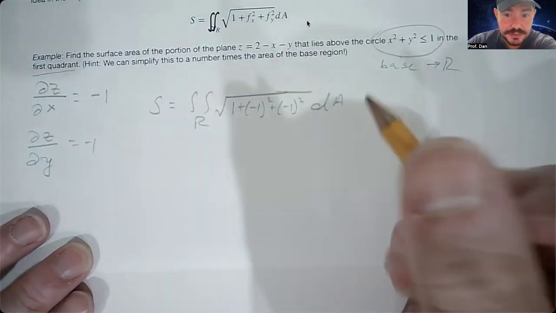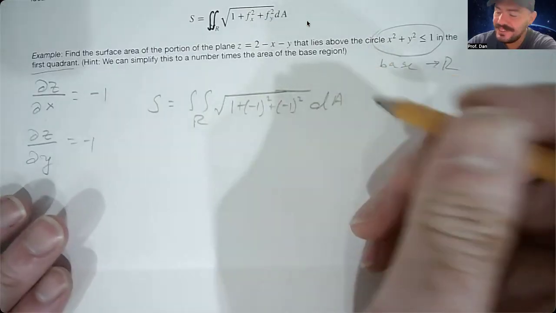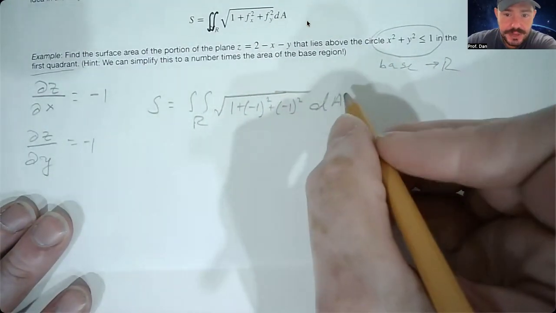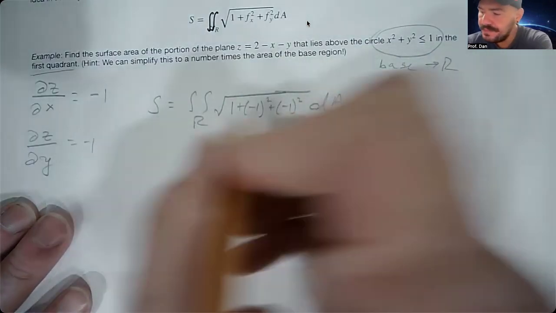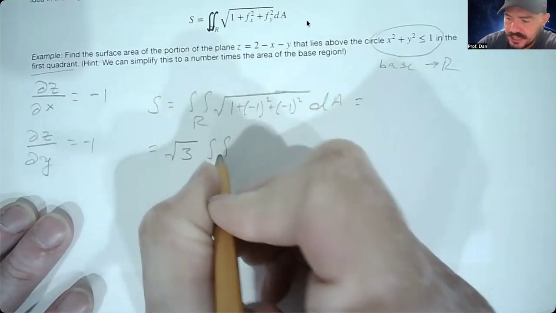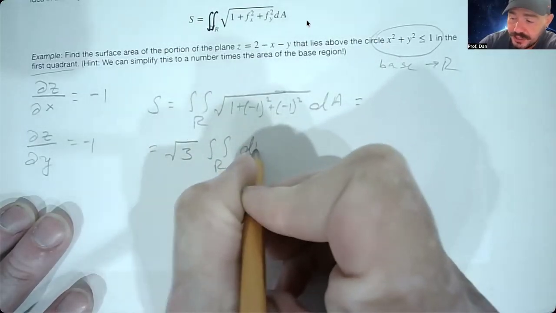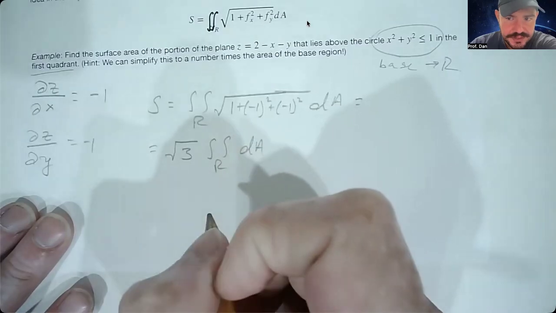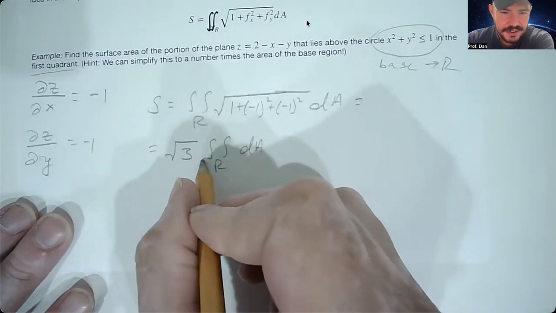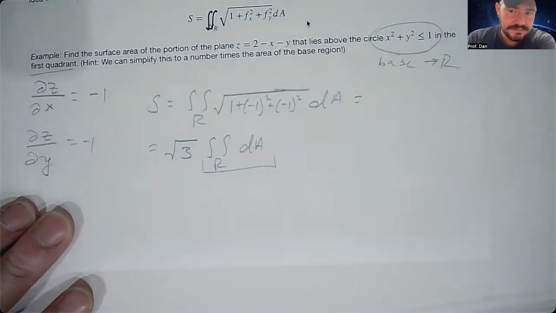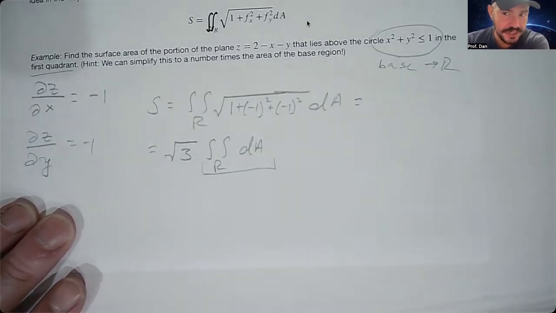Well, you know what's kind of cool there is that this works out to just the square root of 3, which is a constant. So really, with this one, we just have the square root of 3 multiplied by the double integral over the region R dA. Well, you know what, guys and gals and theys? What is that? That's the area. Yep, that's the area.